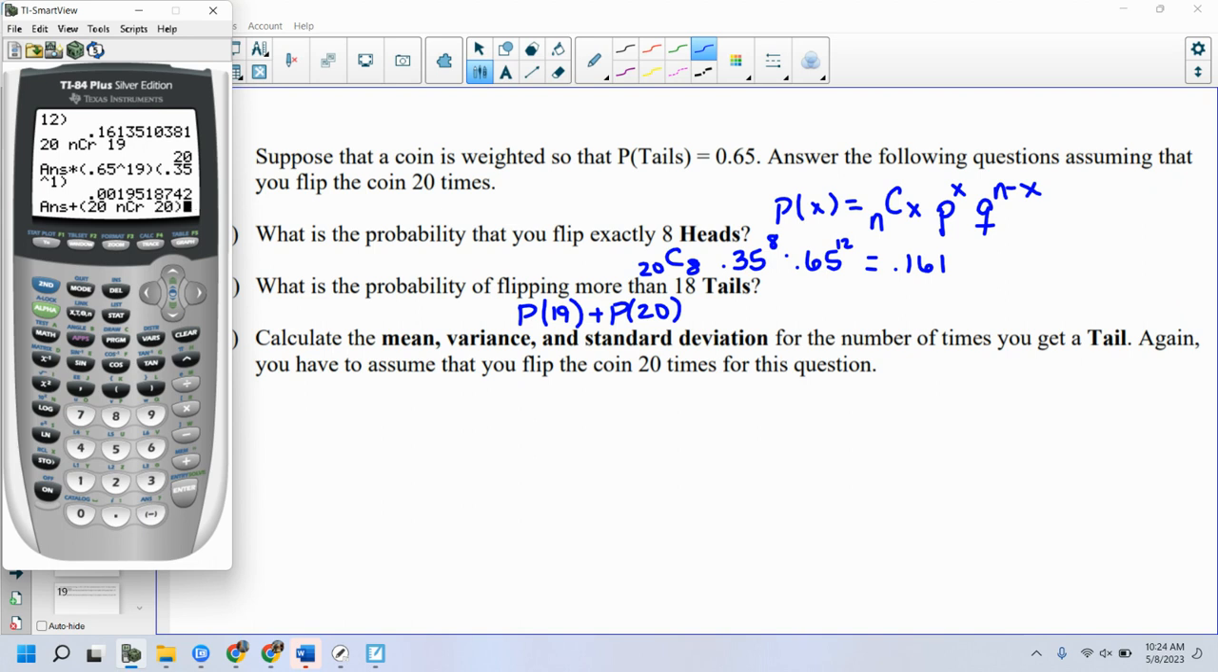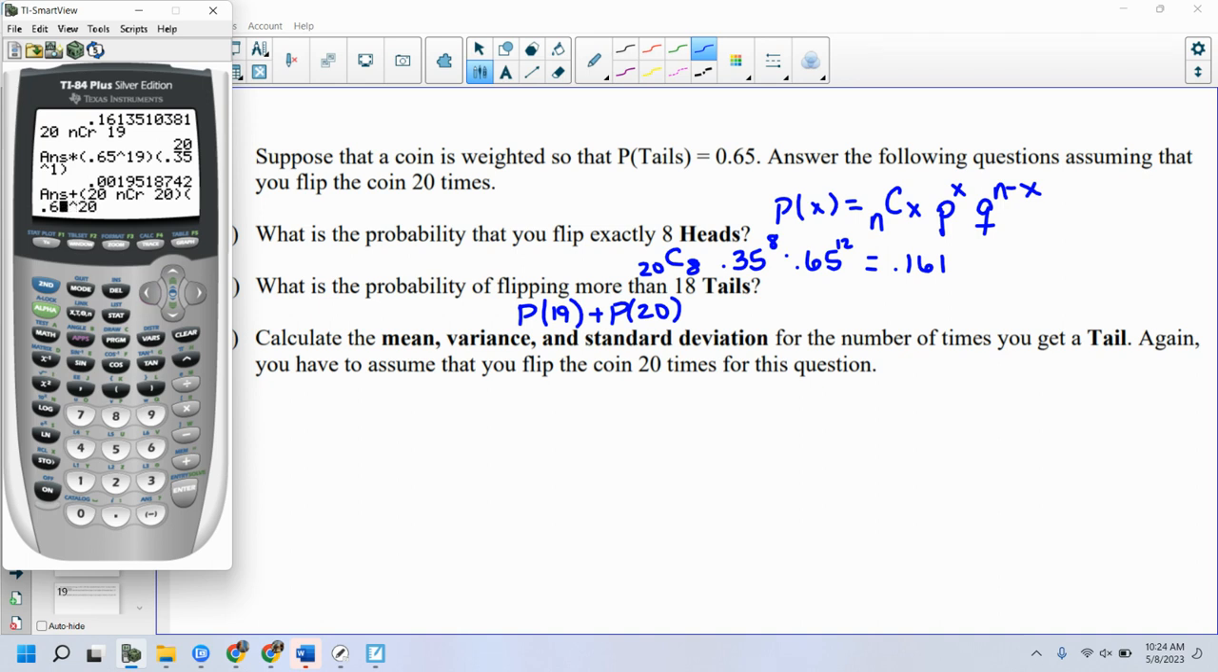Which should be what? What's 20C20? 1, right? So I guess I didn't really need to type that in. Times 0.35 to the 20th power. Do I have to multiply anything else? Because it'd be, shoot, I did it again. 0.65 to the 20th power. Excuse me.